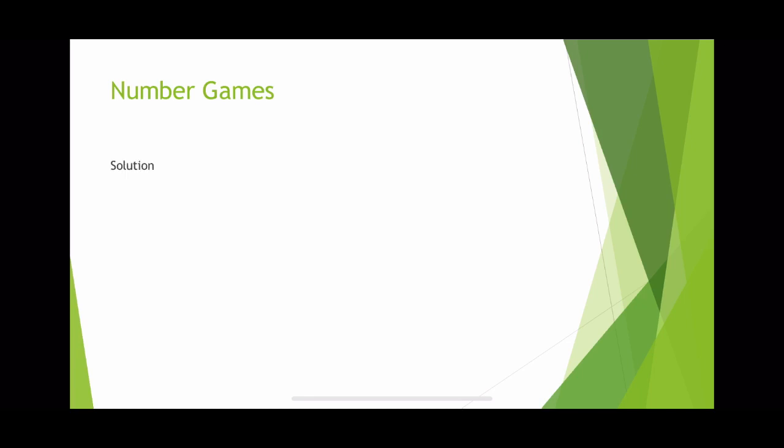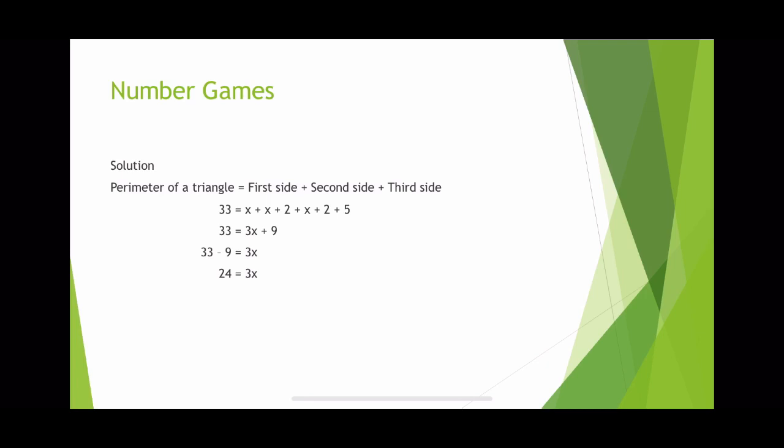So solution, perimeter of a triangle is equal to first side plus second side plus third side. And then perimeter is equal to 33 is equal to x for the first side, x plus 2 for the second side, and x plus 2 plus 5 for the third side. So 33 is equal to 3x plus 9. And then transfer 9 to the other side, so it will become negative. 33 minus 9 is equal to 3x. And then 3x is equal to 24.